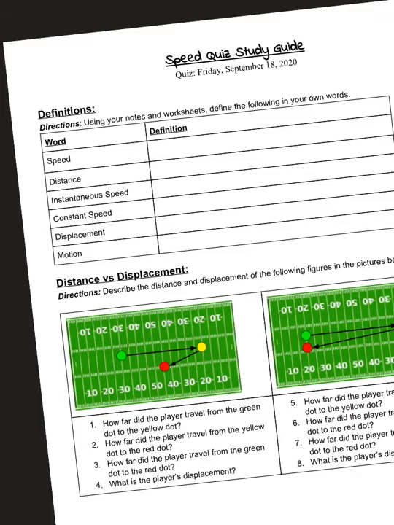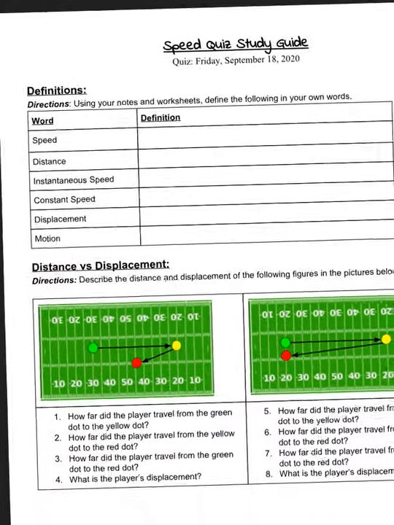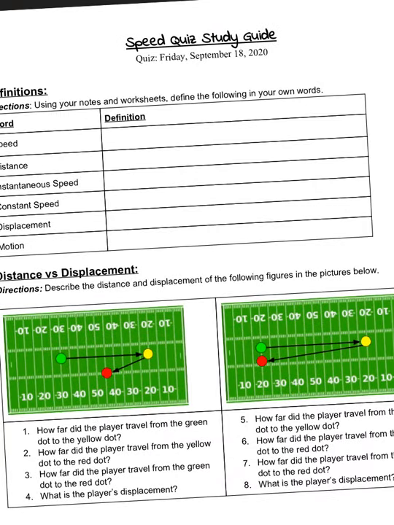All right, so let's start going over the definitions. So what is the definition of speed? The distance over time. Yeah, so it's the amount of distance over some sort of time. That always equals speed. It's not necessarily how fast you're going, okay?